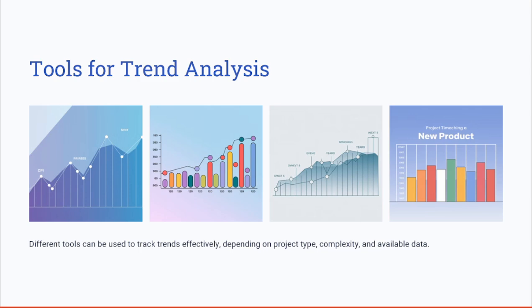You also have trend charts, which we have kept talking about: when you collect the data, analyze it, and then show the trends, you visualize the historical data and forecasted schedule trends. Gantt charts and milestone charts track the progress visually. So these different tools can be used to track the trends effectively. Remember that choosing the right tool depends on the project type, complexity, and available data.